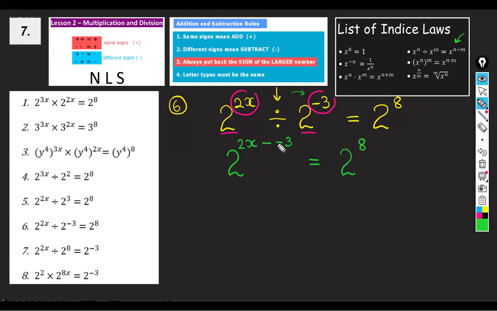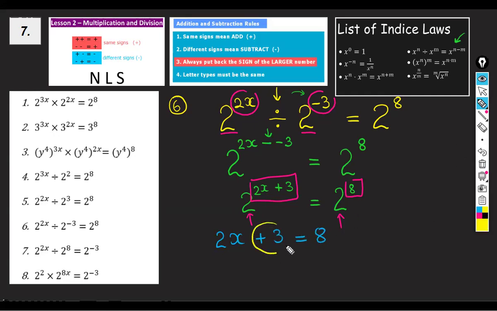So the 2 minus signs here touch, right? So you're going to get what? A positive. So you're going to get 2 to the power 2x plus 3 is equal to 2 to the power 8. So we can definitely make a comparison now, right? We have one base on this side, one base. So the powers, well, you can equate them. So let's equate them here. 2x plus 3 is equal to 8.